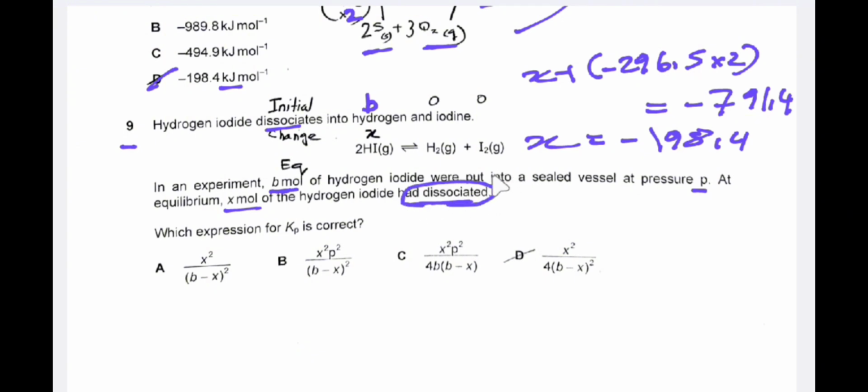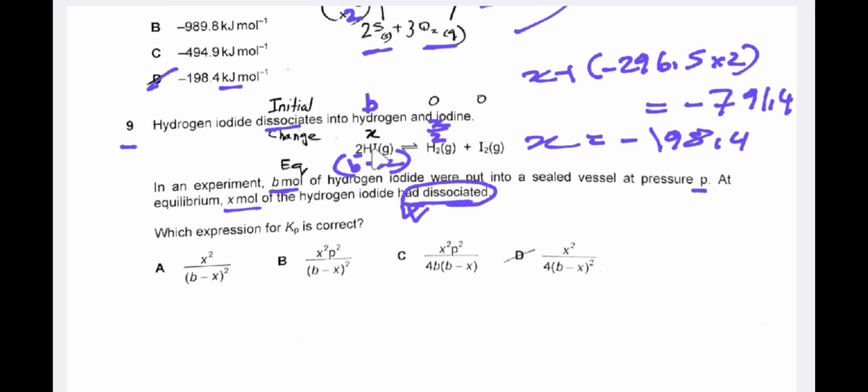So what is the remaining mole? This much mole is dissociated, that means converted to hydrogen and iodine. So what are the remaining moles at equilibrium? The remaining moles would be B minus X, that means X is dissociated from the initial B. And what is the change? For 2 moles of hydrogen iodide, the change is X. So for 1 mole of hydrogen and 1 mole of iodine, the change is X by 2.